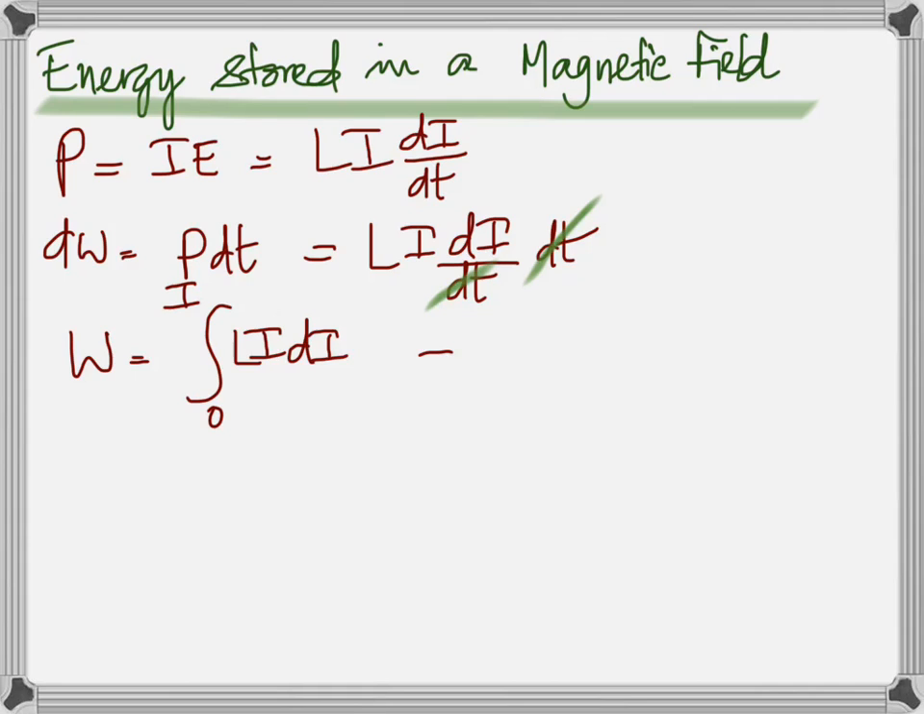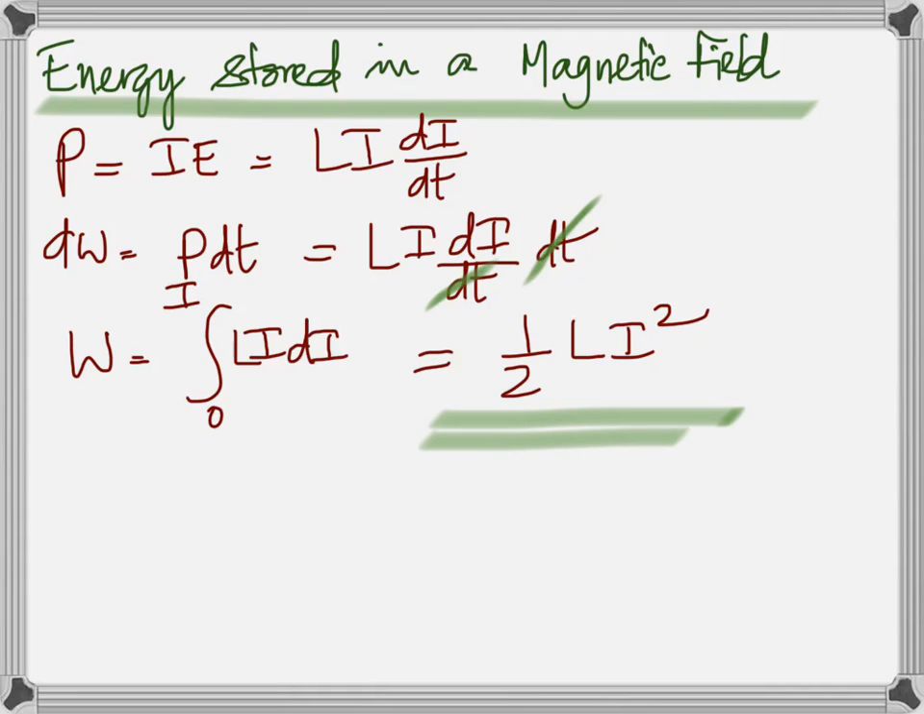Okay, integrate this. That's the simplest integration possible. L is a constant, so integral I di is I squared over 2, and you have your answer. L constant and I squared over 2, and so you have 1/2 Li squared. That's the formula for energy stored in a magnetic field of an inductor.